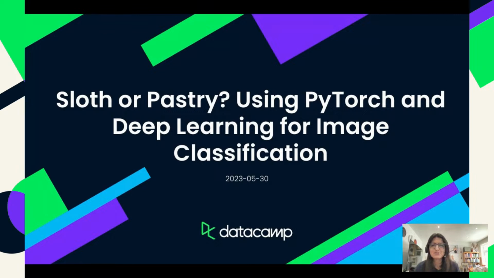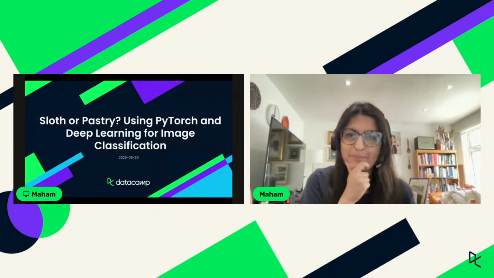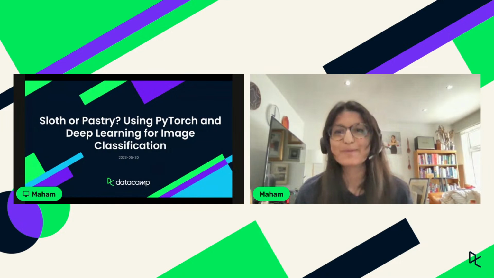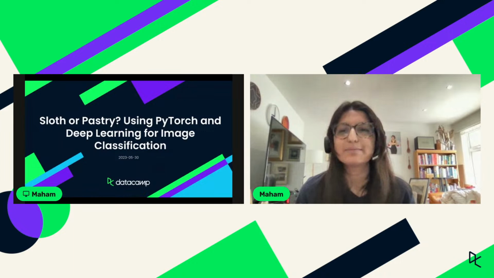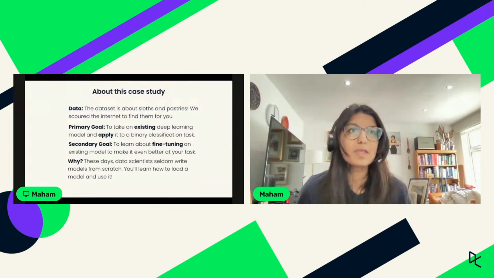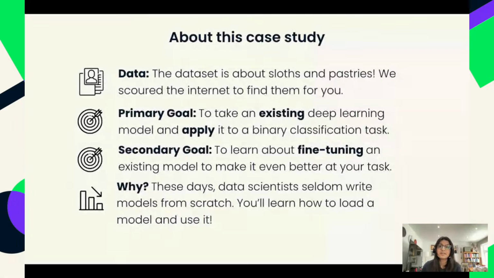The reason for this is that while human beings are very good traditionally at detecting whether something is an animal or a pastry, machines historically have not been. However, with recent advances in deep learning, we're able to do astonishing things with image classification tasks. The data set we'll be using is one we scoured from the internet just for you. Just from Google, Googled images of sloths, Googled images of pastries, and we're going to be using them in a data set to perform this classification task.